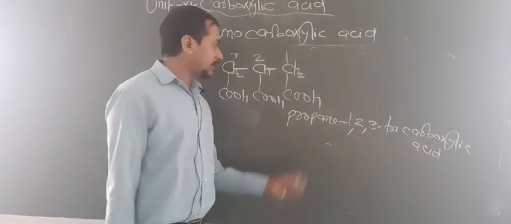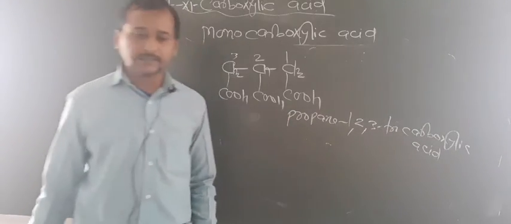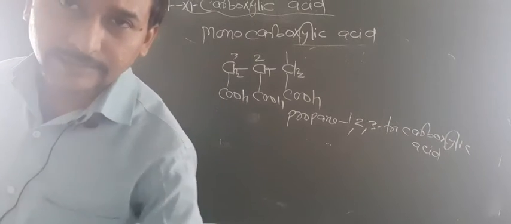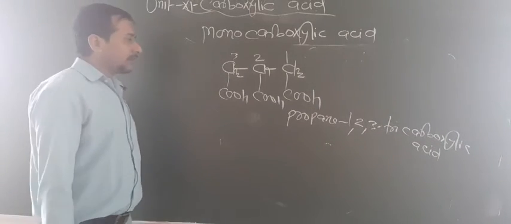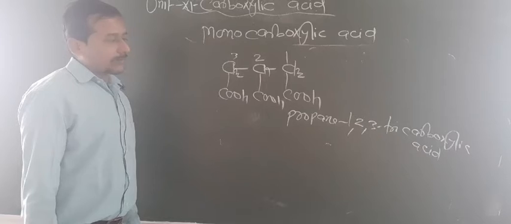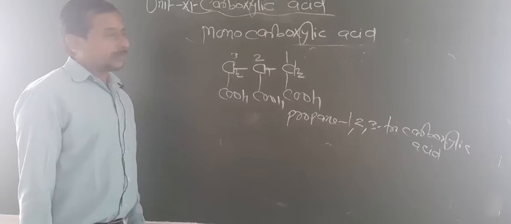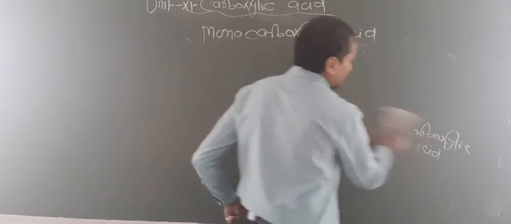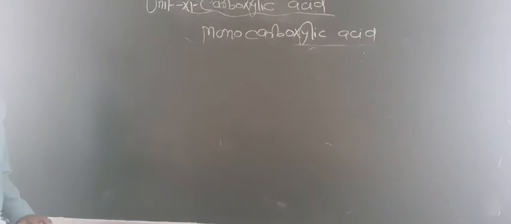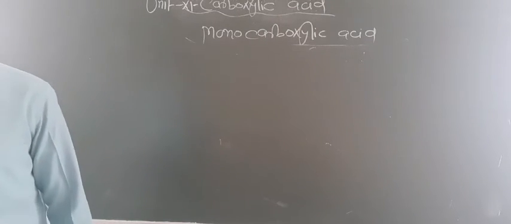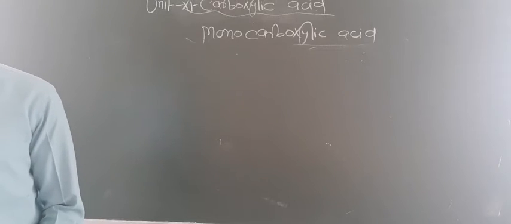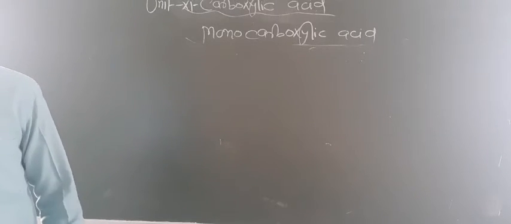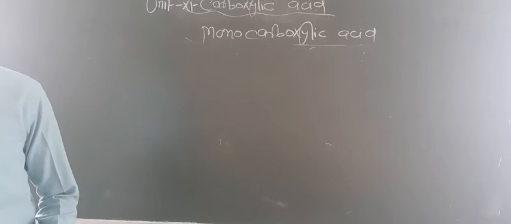When more than 2 COOH groups are attached, just like I told you in the aldehydes, here also this is known as 1, 2, 3 tricarboxylic acid. So here some common examples are given, with the common name and also the IUPAC nomenclature. So I think you know how to write the name of the given compound.